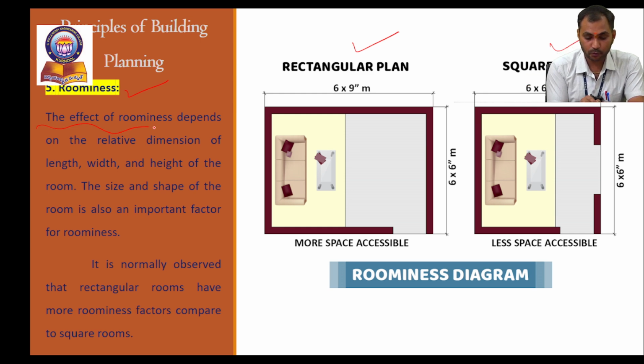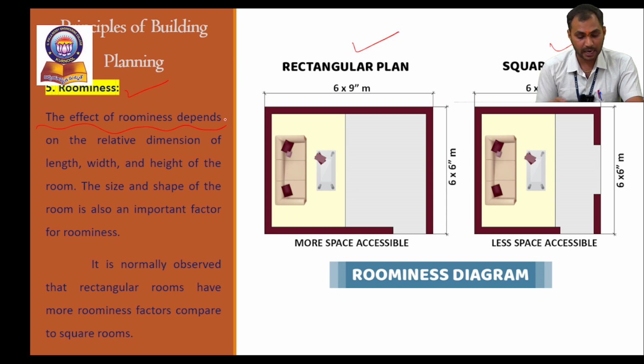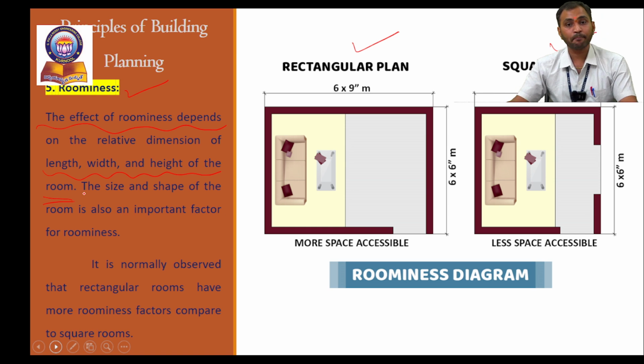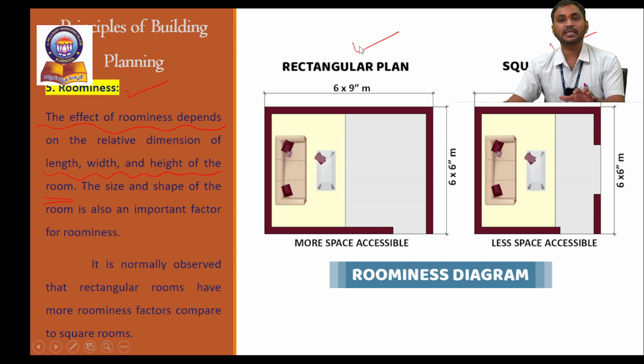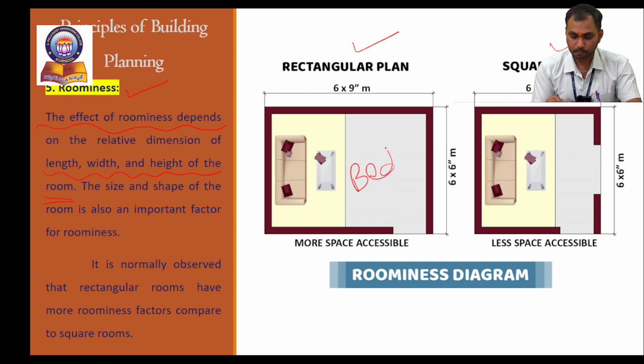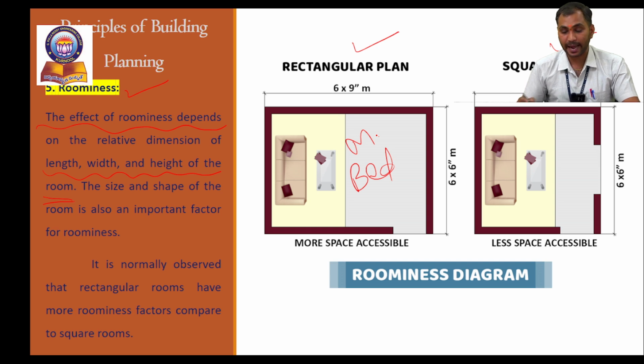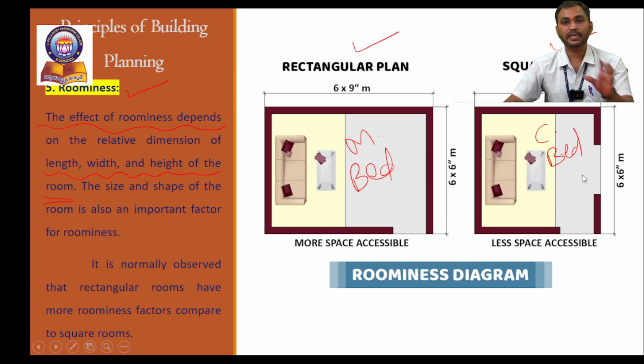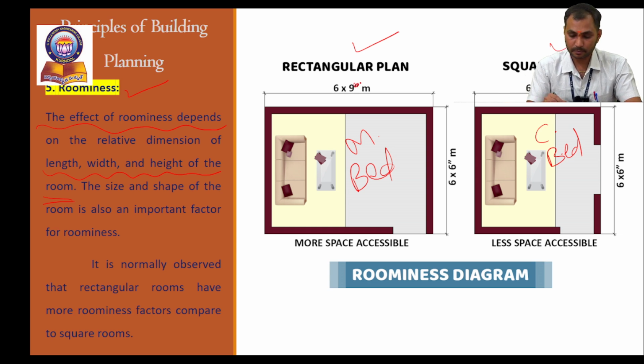The effect of roominess depends on the relative dimensions of length, width and height of the room. Just observe here what the dimension of a room is. For example, this is my master bedroom, and coming to the square plan, this is my children's bedroom. Just observe the dimension of the room: 6 by 9 meters they have mentioned.